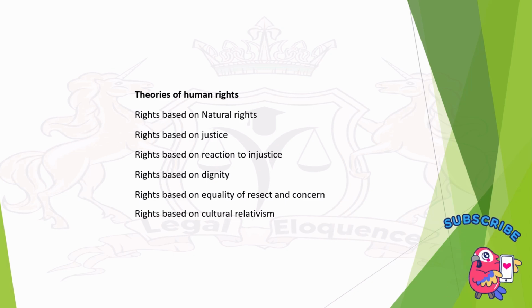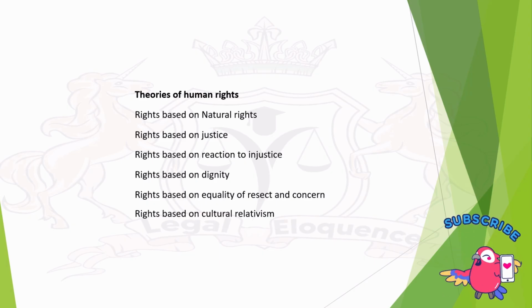Theories of human rights. Rights based on natural rights, rights based on justice, rights based on reaction to injustice, rights based on dignity, rights based on equality of respect and concern, rights based on cultural relativism. That is not respect, that should be respect and concern.